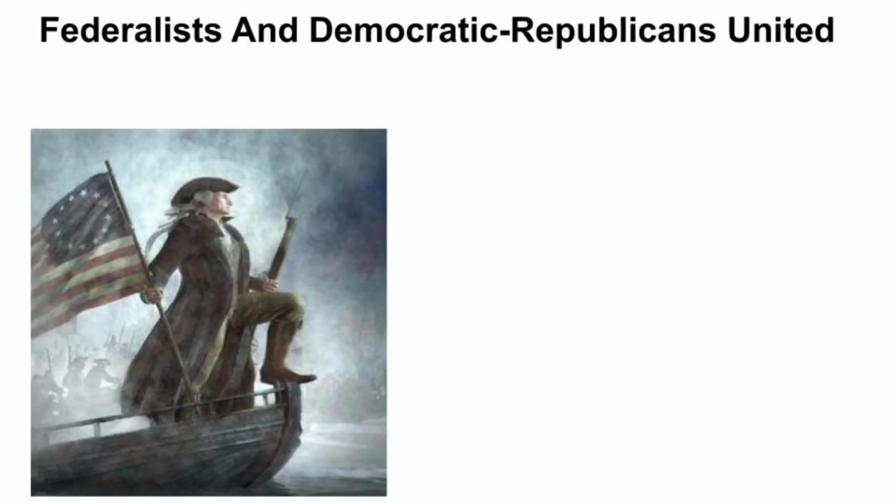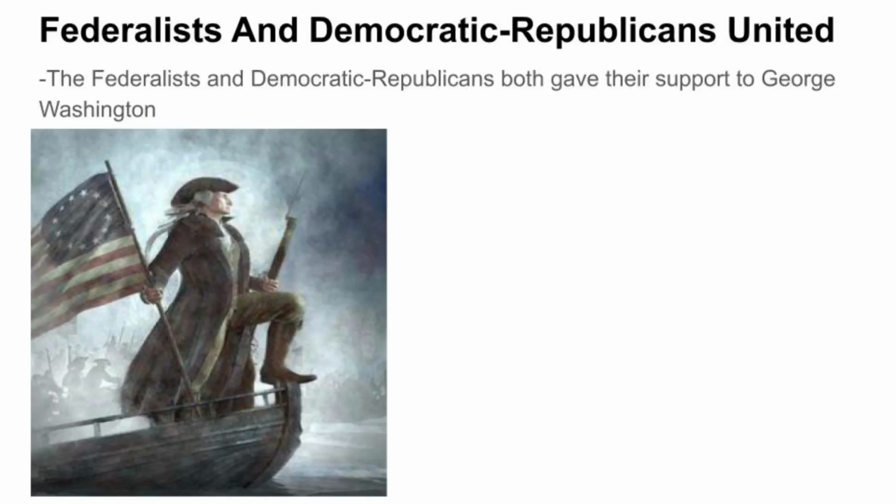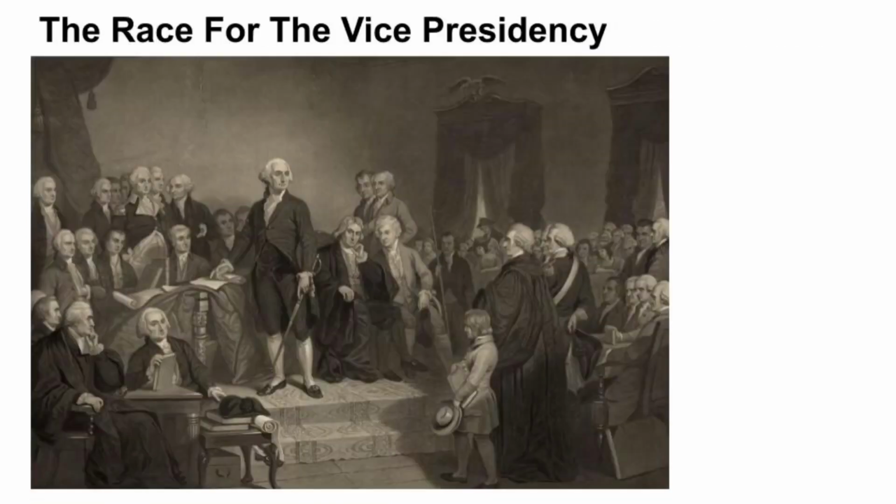While each of the candidates in the race were technically running for president, both the Federalists and Democratic Republicans threw their weight behind Washington, so the race was essentially still for vice president, as with the first presidential election.